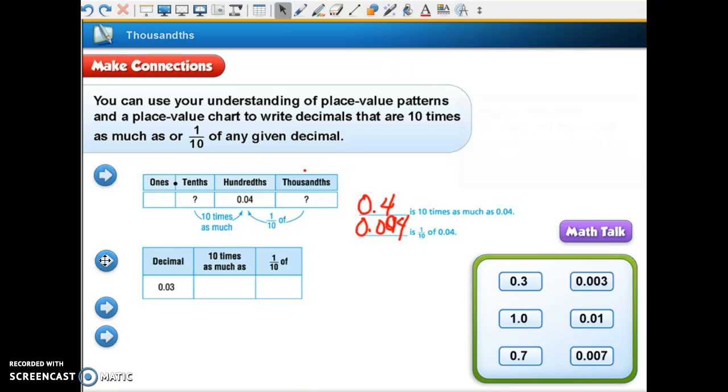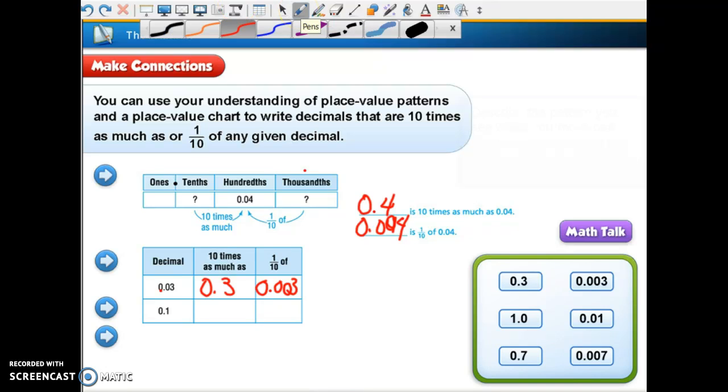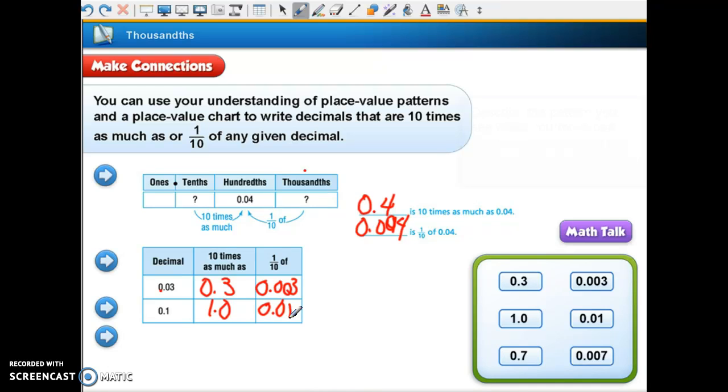So if I have 300ths, and I want 10 times as much as that, I'm going to go back to my tenths. And if I wanted 1/10 of this, if I have 1/10 and I want 10 times as much, what is 10 times 1/10? 1 whole. If I have 10 dimes, I have a whole dollar. 1/10 of 1/10 is 100th. And 7,000ths, 10 times as much is going to be 7/10, and 1/10 of it is going to be 7,000th.